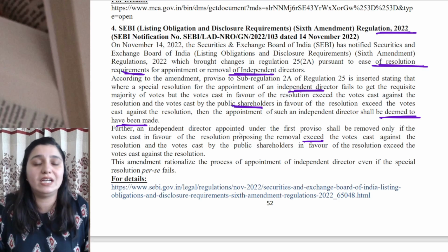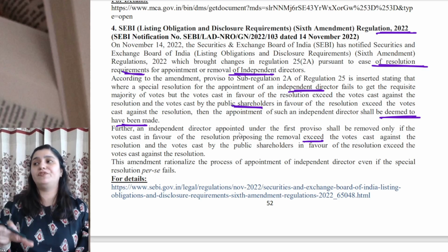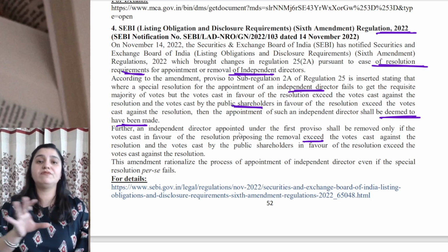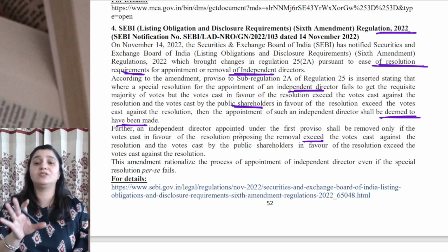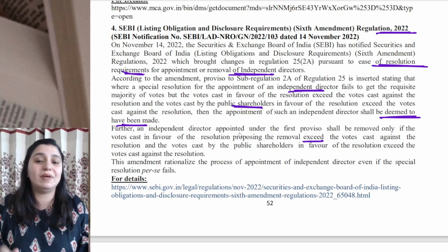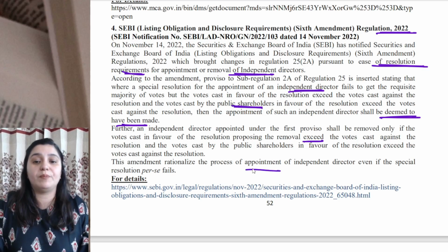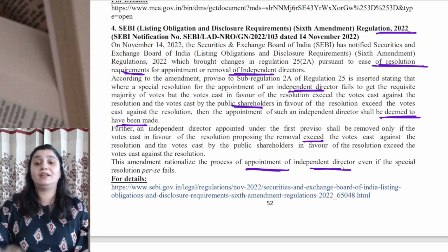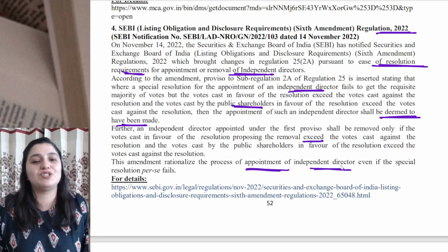वही चीज रिमूवल के लिए, they are saying that even if they are in favor, the votes in favor, especially by public shareholders, it's more than votes against, then it is okay and good to go. And this amendment rationalized the process of appointment of independent director even if the special resolution per se fails.